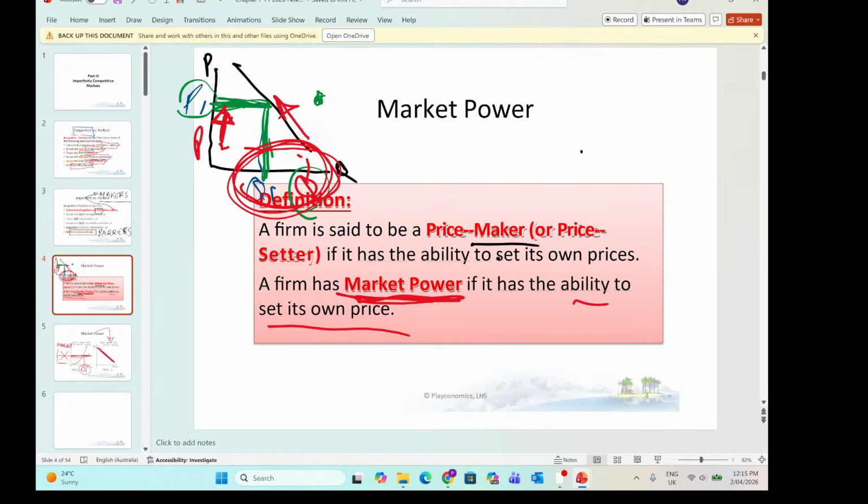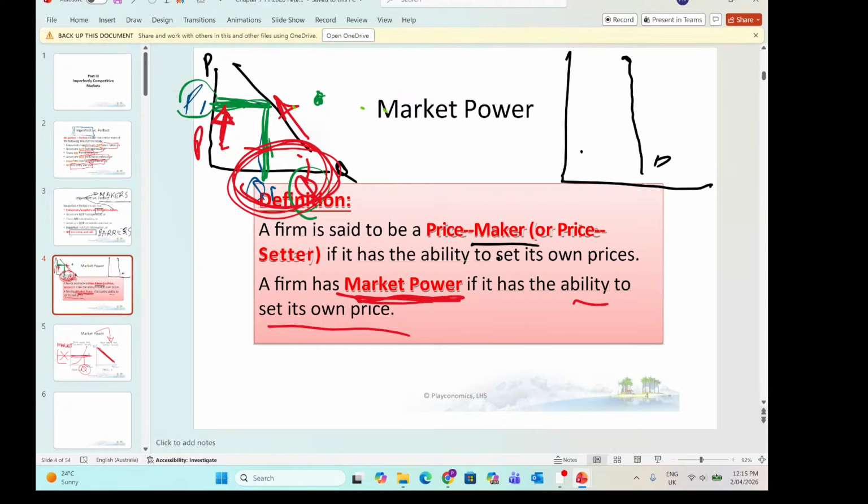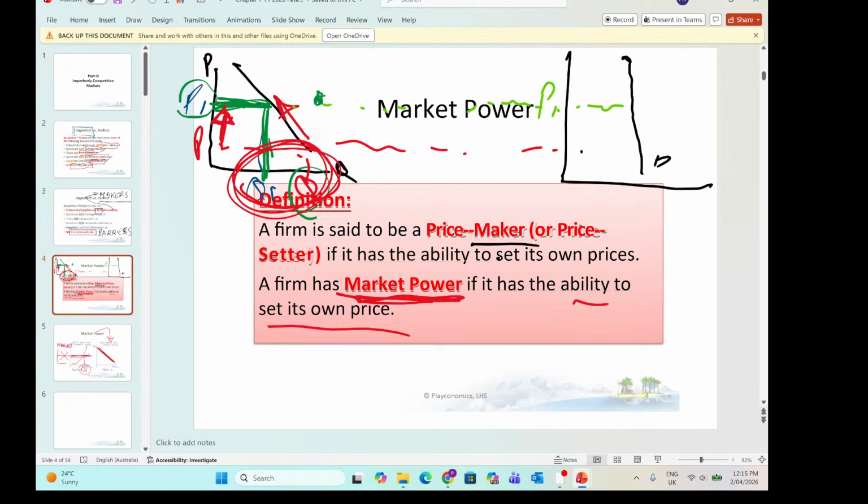I'm going to show you a firm that has more market power than the example on the left. What if the demand curve for the product looks like this? A much less elastic demand curve. Then the firm could raise the price. The firm could charge P1 instead of P2. Let's take that dot all the way over.